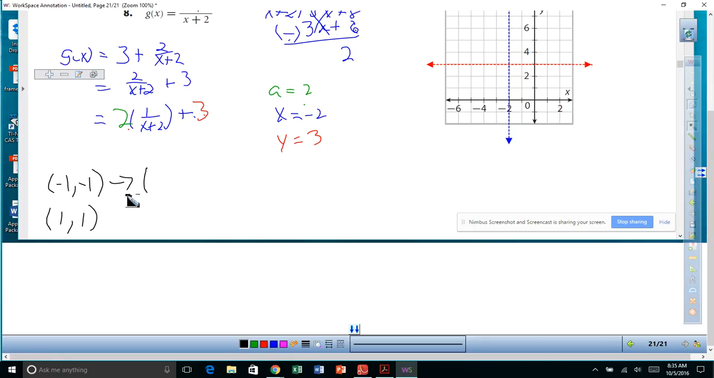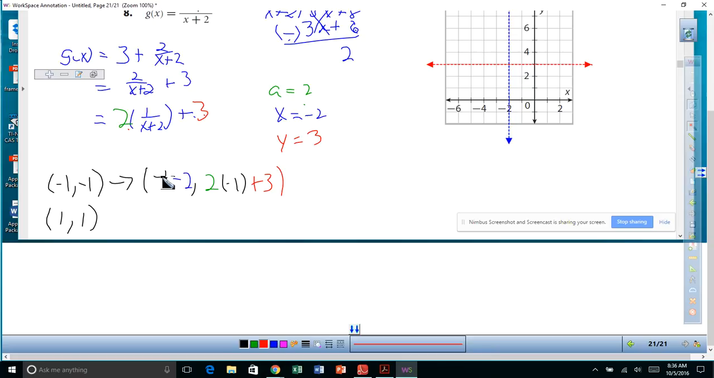and we've got, is anything being done to the x? Well, yes, we're subtracting 2 from it. So you got -1 minus 2. And then, now, this a here, that always works on the y. So you got 2 times negative 1, and then we're adding 3 to it, plus 3.